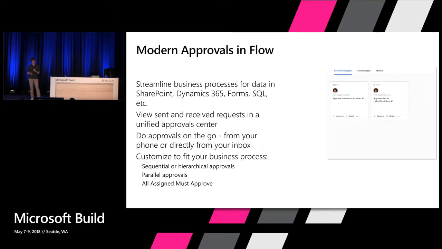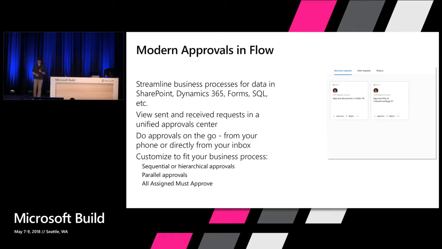We have actionable message support inside of Outlook, so that way if you're in Outlook and you get an approval request, with a single button tap you can just respond, accept, or reject that approval request. The approvals can be customized to meet your specific business needs.